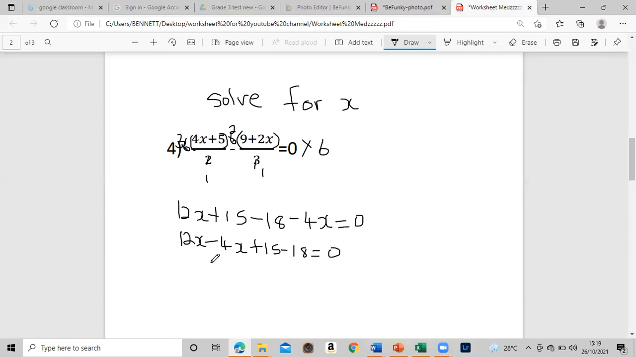So 12x minus that is equal to 8x. 15 minus 8, remember this is a bigger number. So you're gonna be negative 3. And that is equal to 0. Now, what we need to do now is to get x by itself. So we're gonna get rid of this negative 3 by adding 3 to both sides. So 8x is equal to 3. And then now we can divide both sides by 8. So x is equal to 3 over 8.